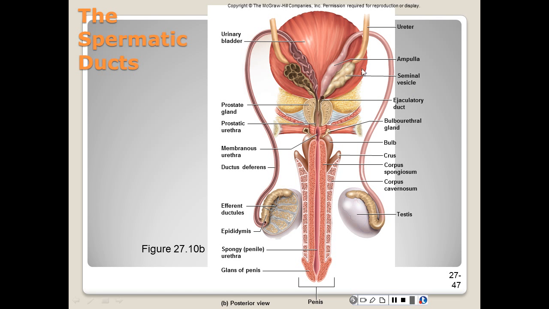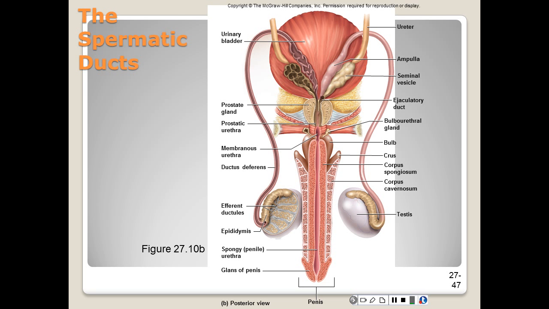So let's take a look at the seminal vesicles. As you see, there's a pair. There's one on either side of the posterior portion, or the posterior view, of the bladder, and one is associated with each of the ductus deferens. Now the seminal vesicle is about 5 centimeters in length, with a connective tissue capsule and, of course, an underlying layer of smooth muscle.